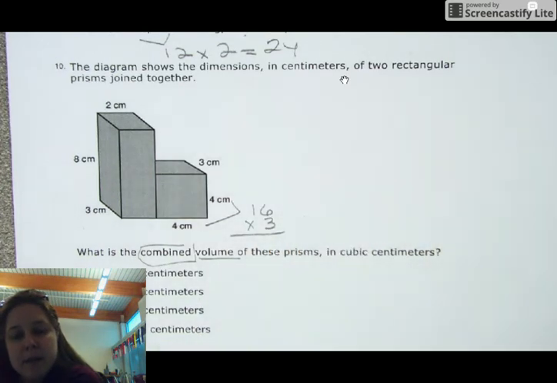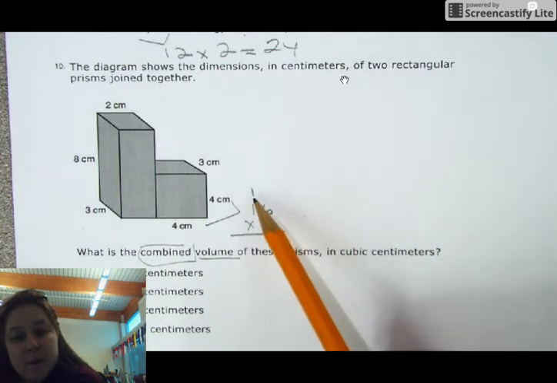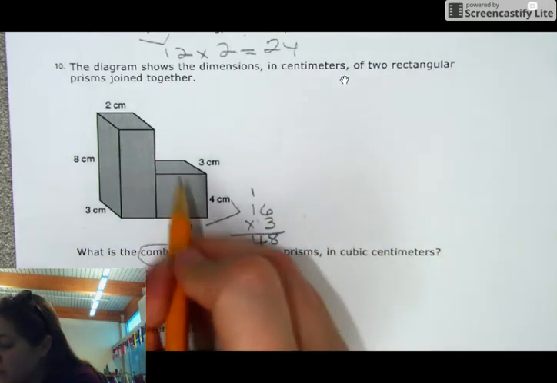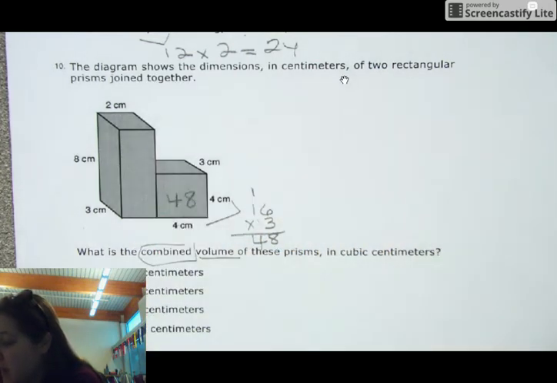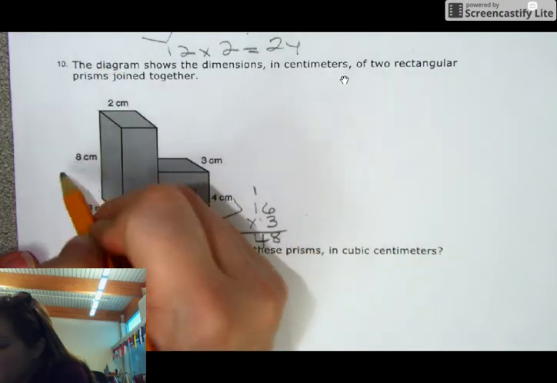3 times 6 is 18. Trade your 1. 3 times 1 is 3, plus 1 is 4. So this box right here is 48. And some of you who are paying attention will not circle B. Some of you who are fast forwarding are going to choose B because you're not listening to me. Okay? And then we're going to take this one over here.